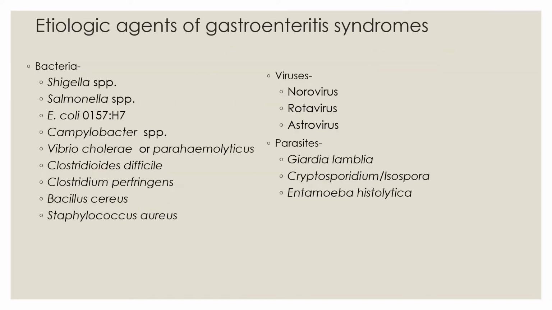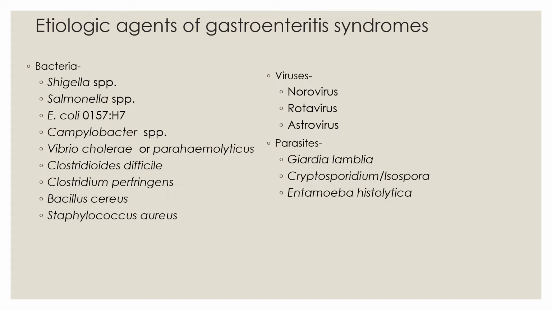There are a number of different agents that can cause gastrointestinal illness. And the ones that we're going to focus on are basically on this list. We've got bacterial agents of infection, viral agents of infection, and parasitic agents of infection. So some of the bacterial causes of gastroenteritis would be things like Shigella, Salmonella, E. coli O157:H7. That's a different strain of E. coli that is normal flora of the gut. Campylobacter species, Vibrio cholerae or parahaemolyticus, Clostridioides difficile, Clostridium perfringens, Bacillus cereus, Staphylococcus aureus, and then a few other ones we could add on here would be Yersinia enterocolitica and also Aeromonas hydrophila.